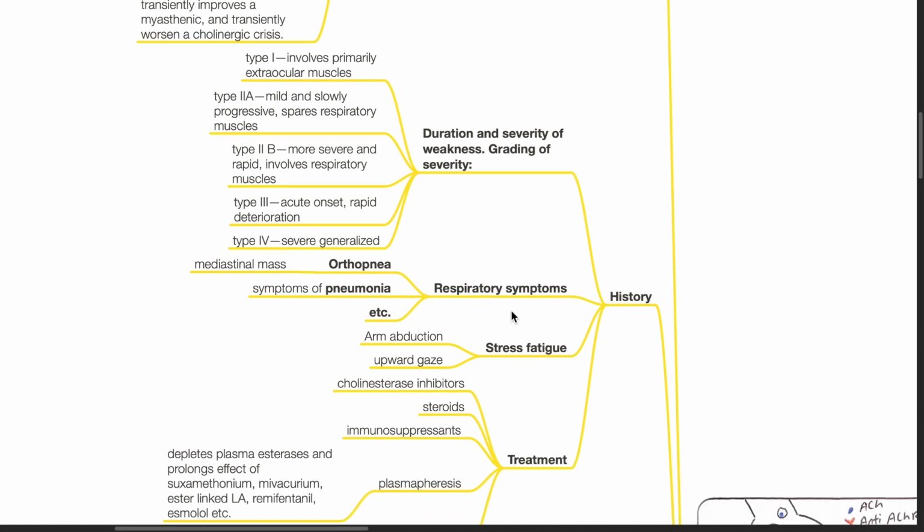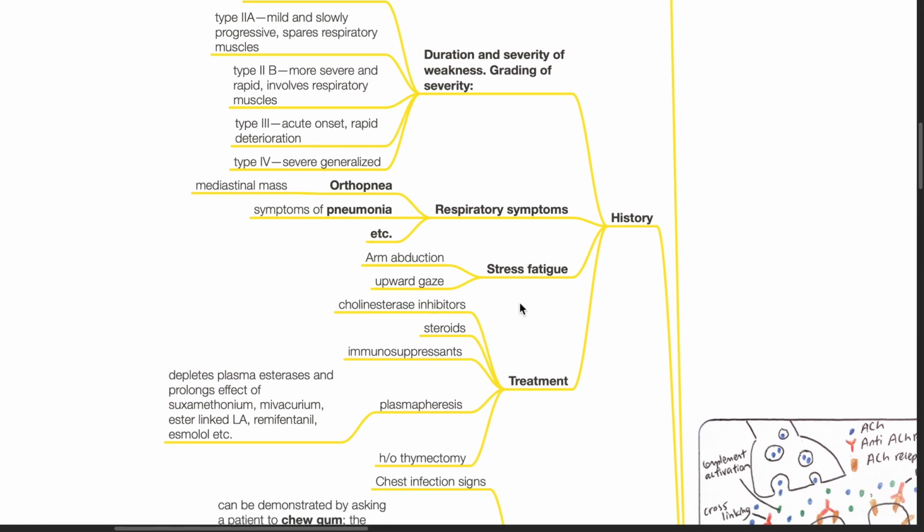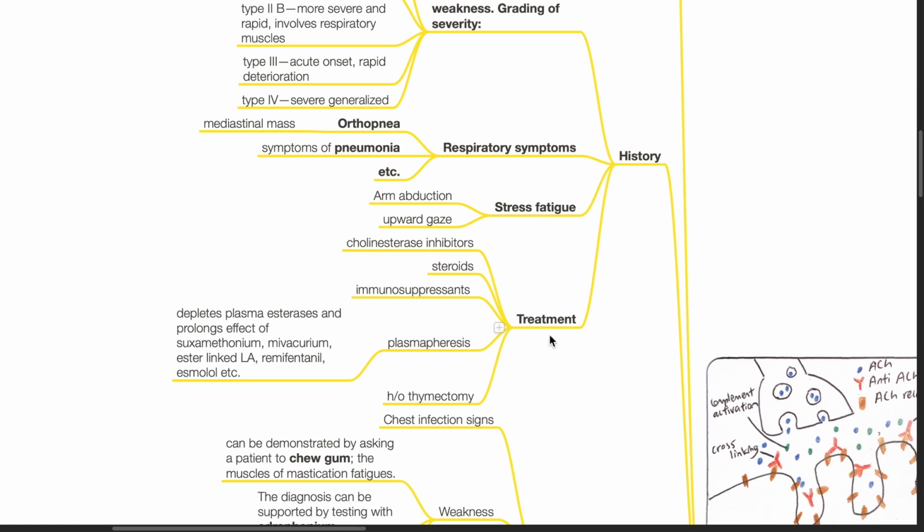We should ask about respiratory symptoms such as shortness of breath, orthopnea, which could signify mediastinal mass, symptoms of pneumonia and infection, etc. Stress fatigue, such as weakness on arm abduction and upward gaze, and current treatment, which may include cholinesterase inhibitors, steroids, immunosuppressants, thymectomy, and plasmapheresis, which depletes plasma esterases and prolongs the effect of drugs metabolized by plasma esterases, such as suxamethonium, mivacurium, ester-linked local anesthetics, remifentanil, and esmolol.